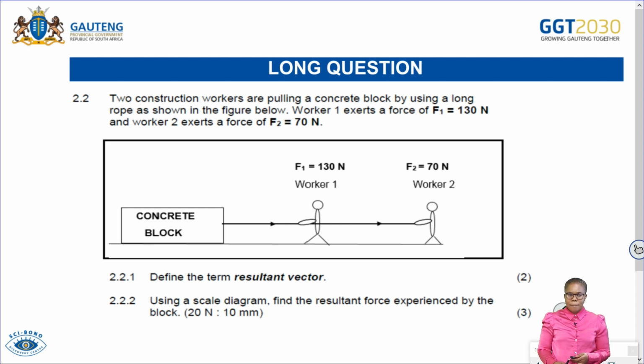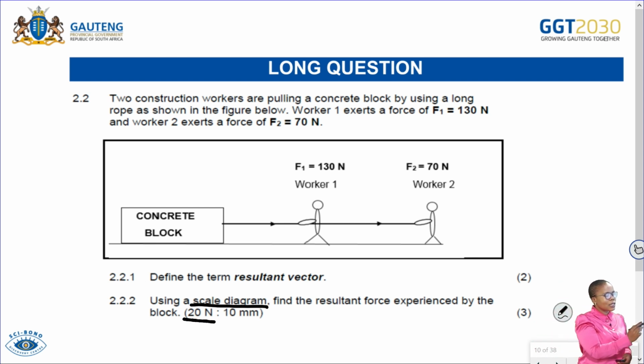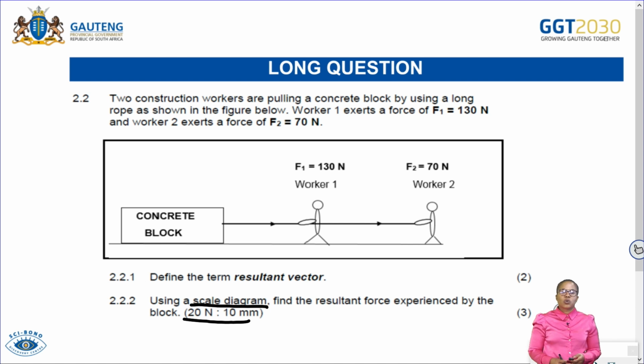The following question, 2.2.2, says using a scale diagram. That means this diagram needs to be drawn to scale. The scale in this case is 20 newtons is to 10 millimeters. Using a scale diagram, find the resultant force experienced by the block. Let's remind each other how we use a scale diagram and how to best utilize the scale.